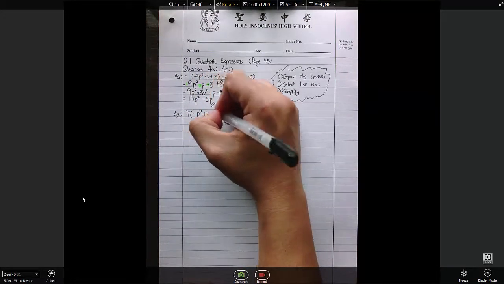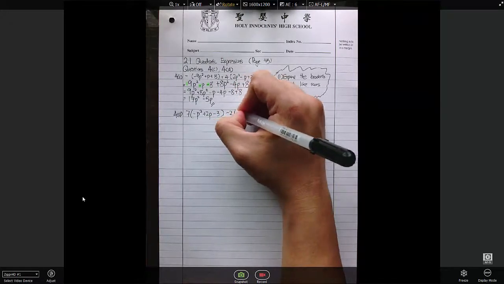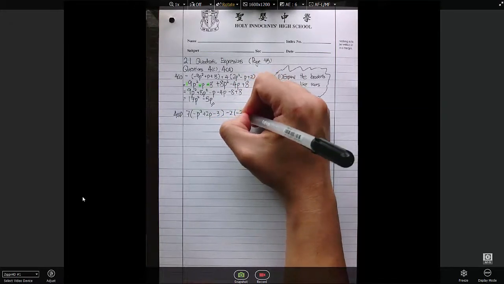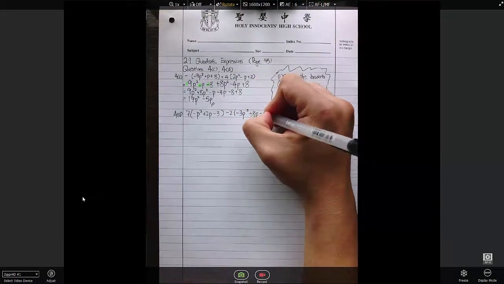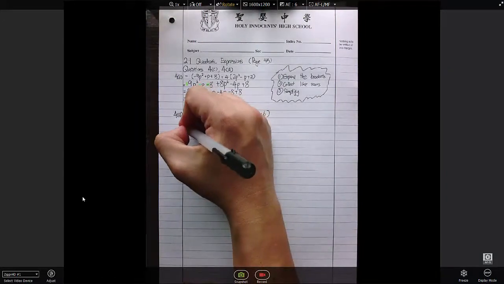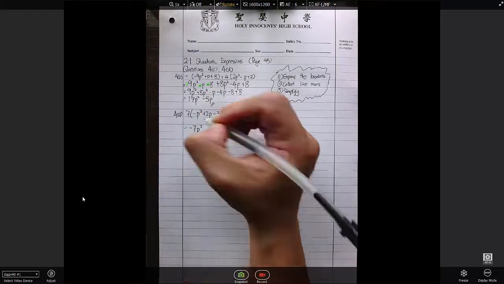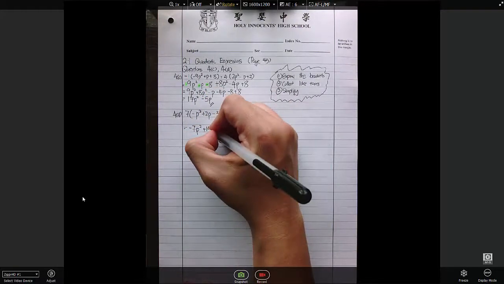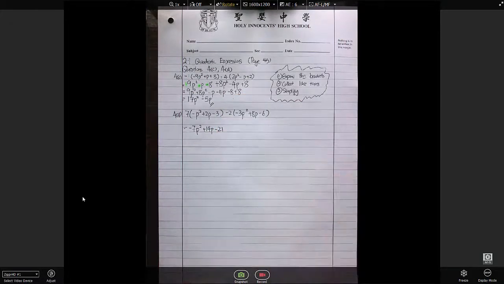Plus 2p minus 3 minus 2 negative 3p square plus 8p minus 6. Same thing, rinse and repeat. First we expand the brackets. 7 times negative p square gives me negative 7p square plus 14p. 7 times negative 3 gives me negative 21.